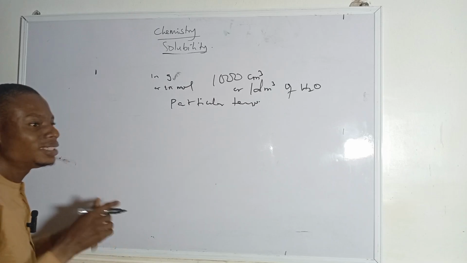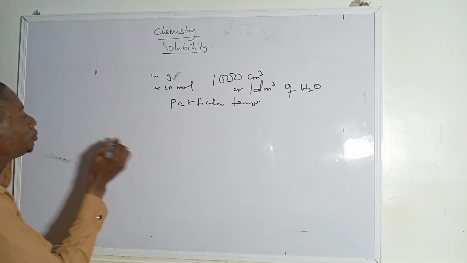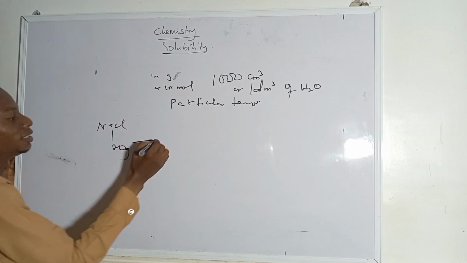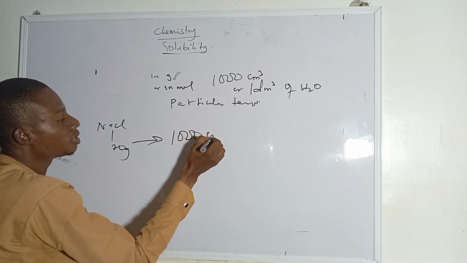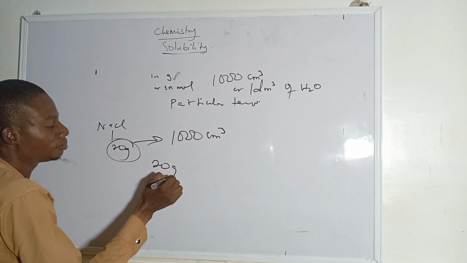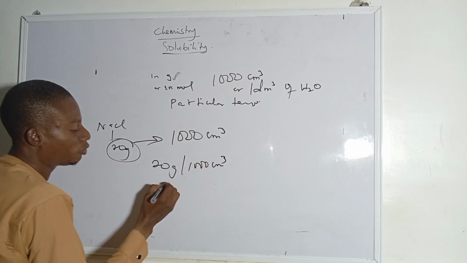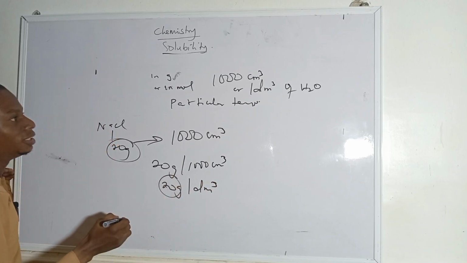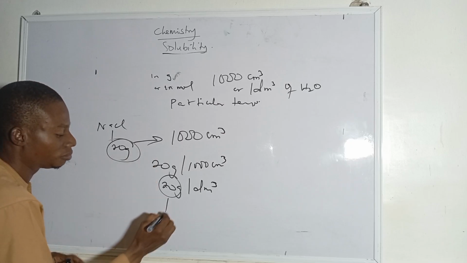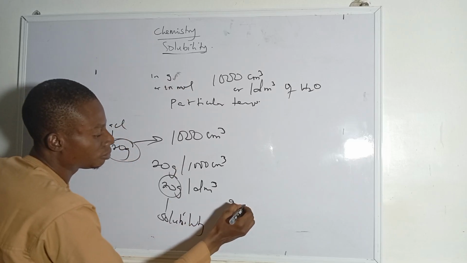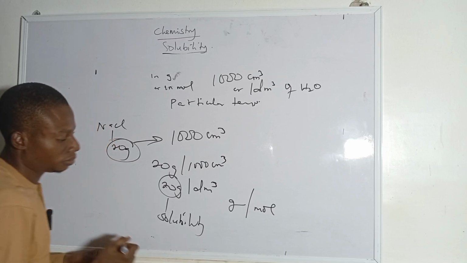See that particular amount. For example, you want to prepare a solution of NaCl. So you dissolve 20 grams of NaCl in 1000 cm cube. This 20 gram will now be 20 gram per 1000 cm cube or 20 gram per dm cube. That 20 gram is the solubility. We can also have it in mole, so it can be either gram or mole.